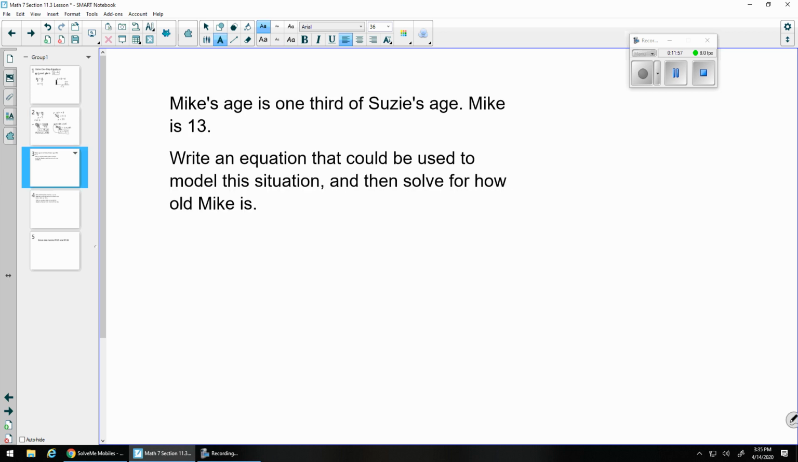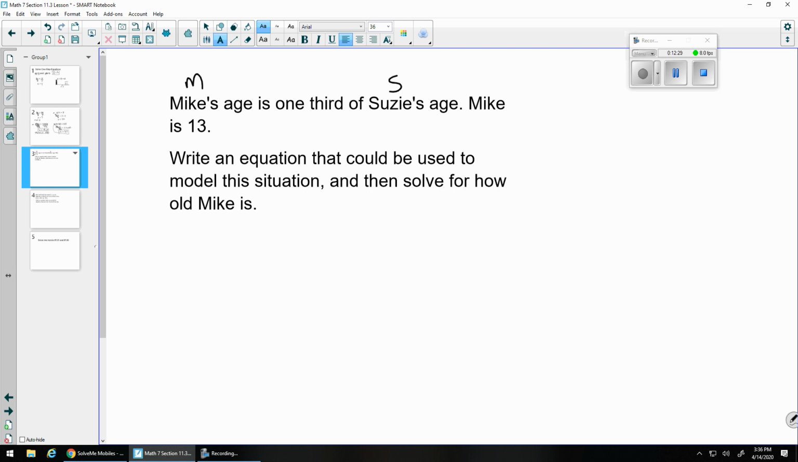We're going to do some word problems. So Mike's age is 1/3 of Susie's age. Mike is 13. So write an equation that could be used to model this situation and then solve for how old Mike is. Okay, so maybe let's think of this. So Mike's age, Mike can just be M, is 1/3 of Susie's age, which is S. So how do we show 1/3 of something? Well, we show 1/3 of something by dividing by 3.